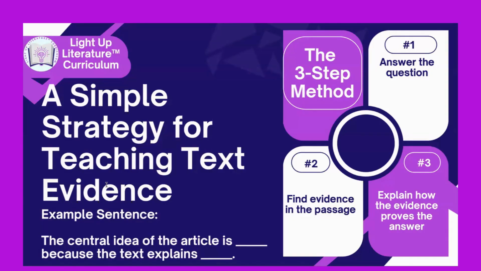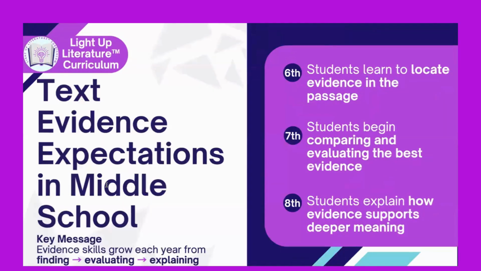Now, there are different expectations for each grade level. For example, in sixth grade, students learn how to locate evidence directly in the passage. But once we hit seventh grade, students begin comparing details and identifying the best evidence. That takes more time, and it takes a slowdown process when you're thinking, so rushing through things can really throw you off. By eighth grade, students are expected to explain how evidence supports deeper meaning, like theme or central idea. So the progression looks like this: find the evidence, evaluate the evidence, and explain the evidence.